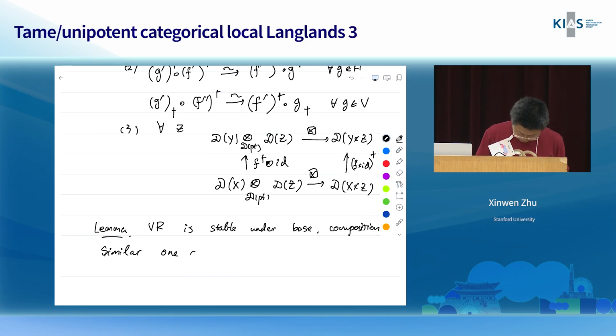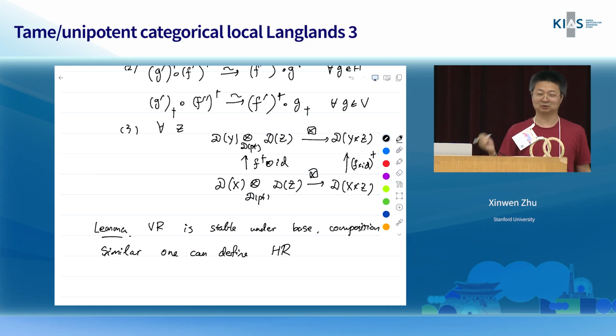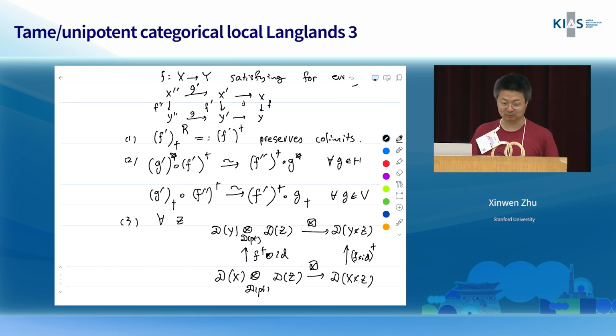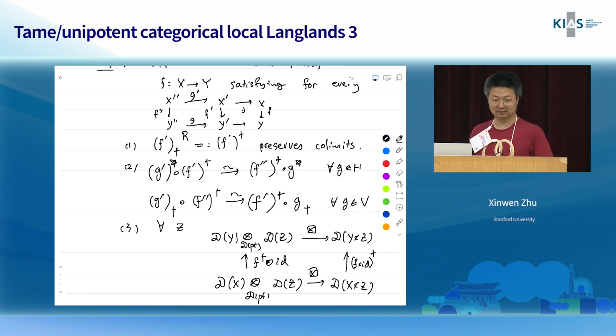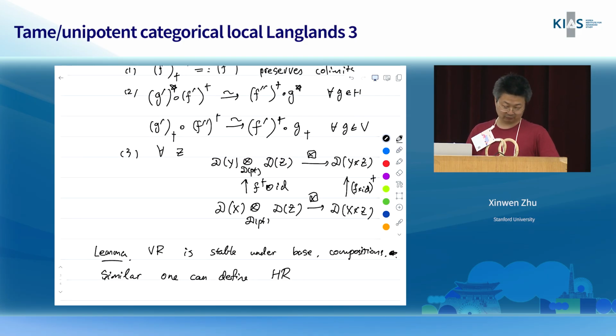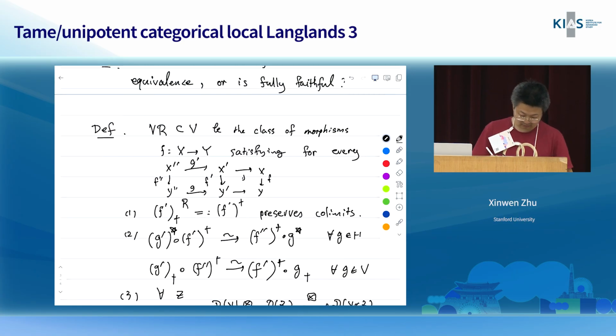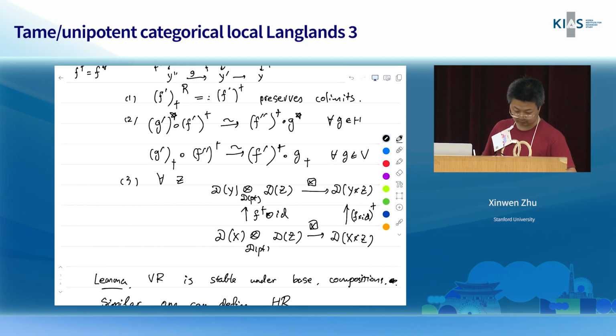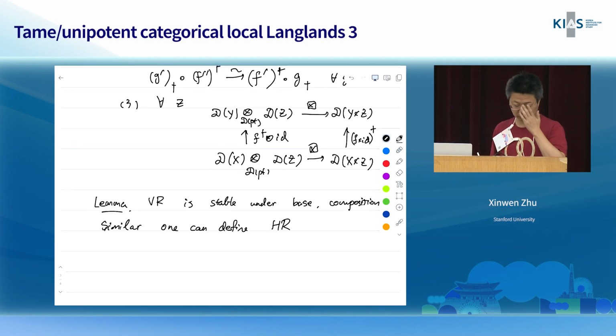Similarly, one can define HR, horizontally right adjointable. I don't want to write down all the definitions, you can imagine: similar conditions 1, 2, 3. For example, as I said, an example is if F upper dagger is just F upper star, but you allow more general situations, of course.